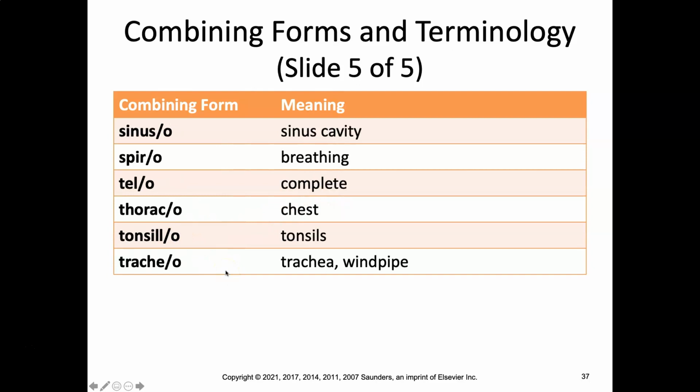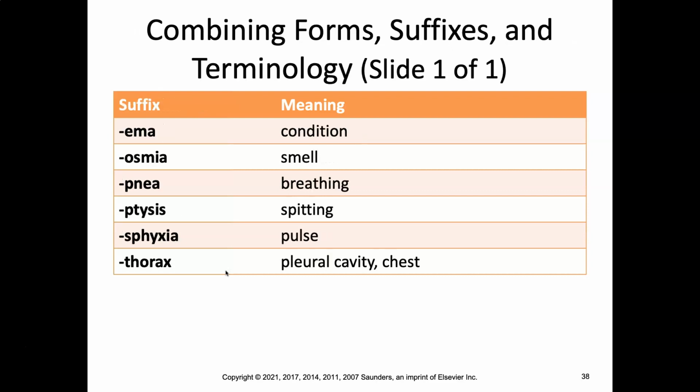Rhino, sinuso, spiro, tello, thoraco, tonsillo, tracheo. And now we have suffixes. Ema, osmia, nia. And remember with that PN, you only pronounce the N. Nia.